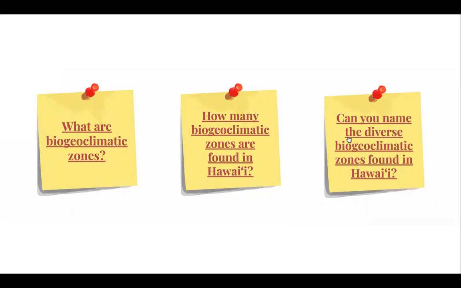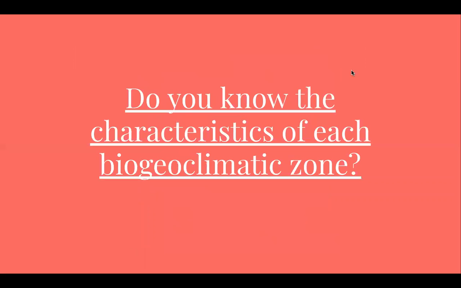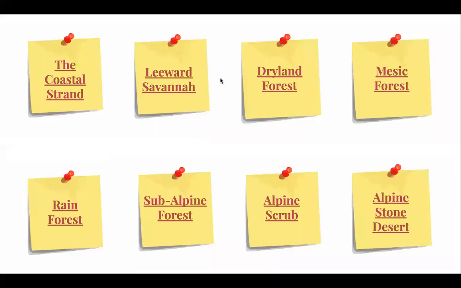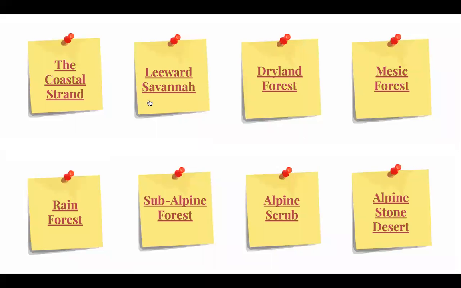Can you name the diverse biogeoclimatic zones found in Hawaii? Here they are: the coastal strand, leeward savanna, dryland forests, mesic forests, rainforest, subalpine forest, alpine scrub, and alpine stone desert. Do you know the characteristics of each biogeoclimatic zone? So here we have all these biogeoclimatic zones, and when you click the name, it'll give you a short description about this zone, and if you click the title, it'll take you right back.